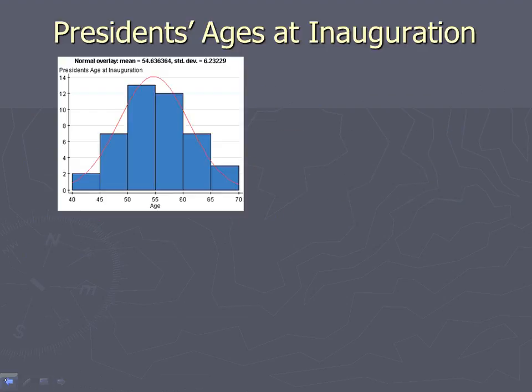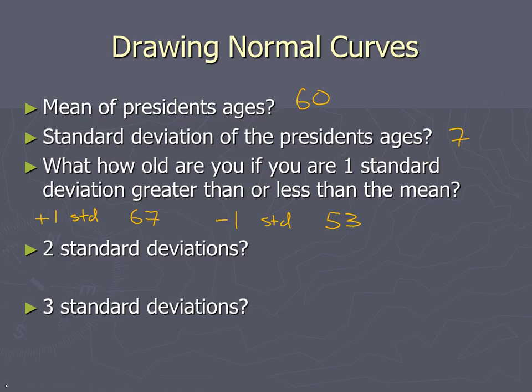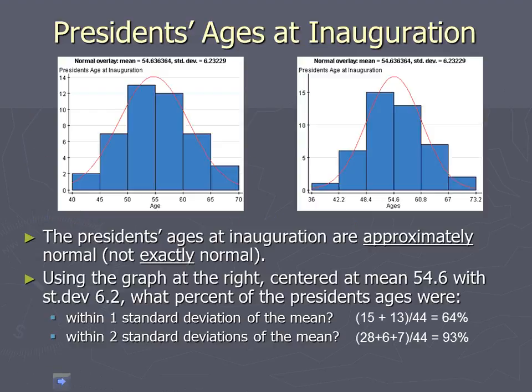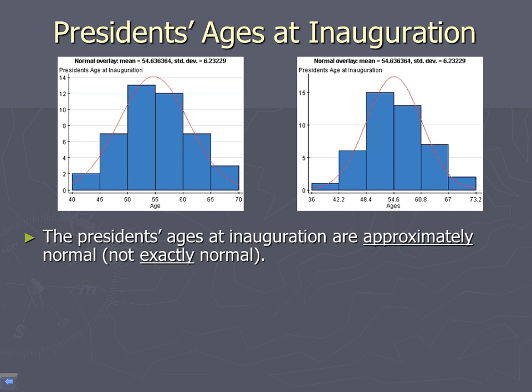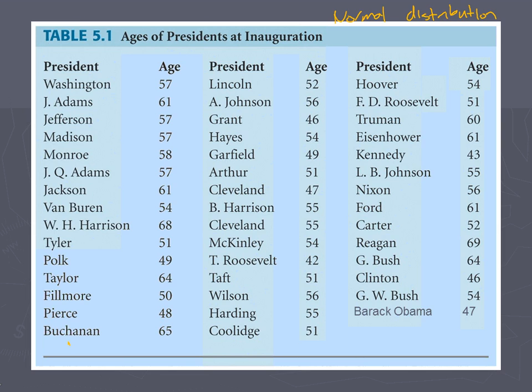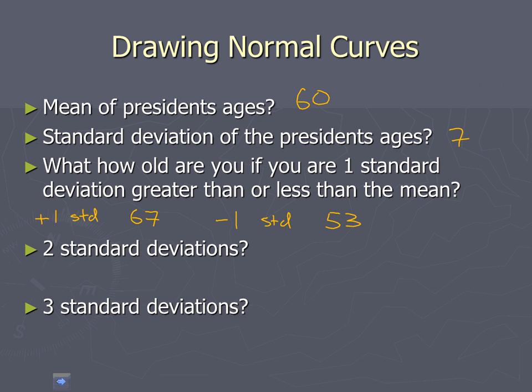60 and 7. All right, what would be 2 standard deviations greater than the mean? 74. What would be 2 less than? Good. And then let's go to 3. Plus 3, we'd go all the way up to 81. Minus 3, we'd subtract 7 from 46, and we'd get 39. Okay? What we can do is sketch a normal curve using this information.